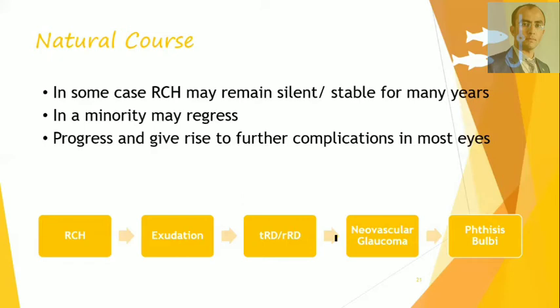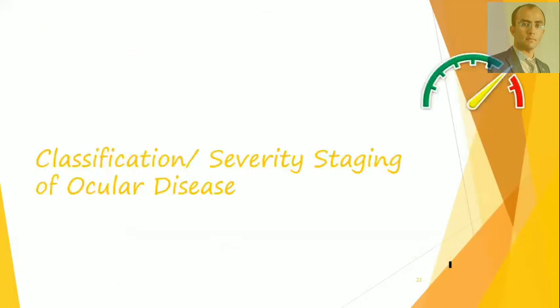And with continuous overexpression of these angiogenic factors, these eyes develop neovascular glaucoma and even then end up in a painful blind eye or shrunken eye, the phthisis bulbi. So now we have some severity staging of the ocular disease, classification and severity staging.